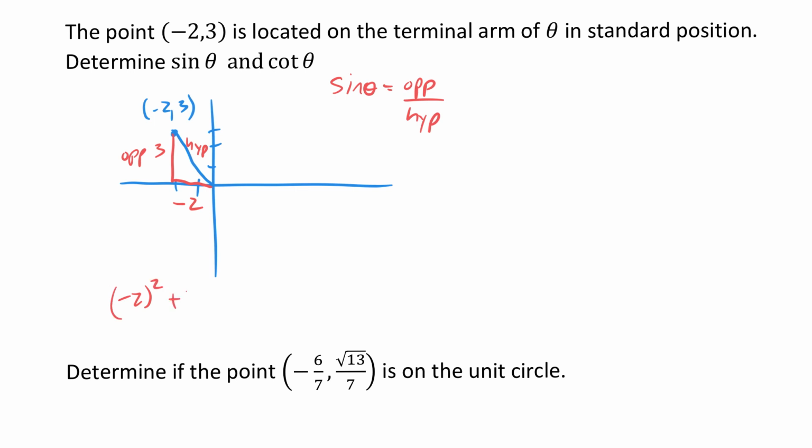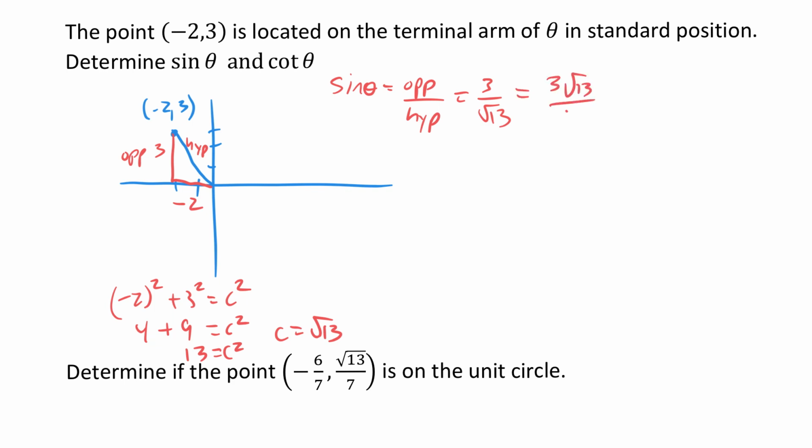Negative 2 squared plus 3 squared equals c squared. 4 plus 9 equals c squared. 13 equals c squared, and so c equals square root 13. Remember, the hypotenuse is never plus minus. It's always just positive by convention. So sine is going to give us 3 over root 13. Or if we rationalize, 3 root 13 over 13. And we can check with the CAST rule, C-A-S-T. Sine should be positive, which it is.